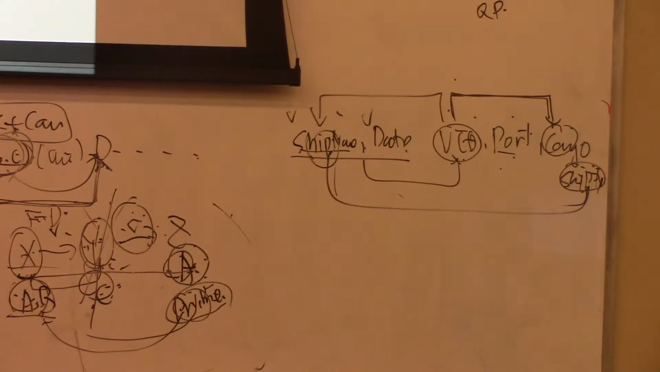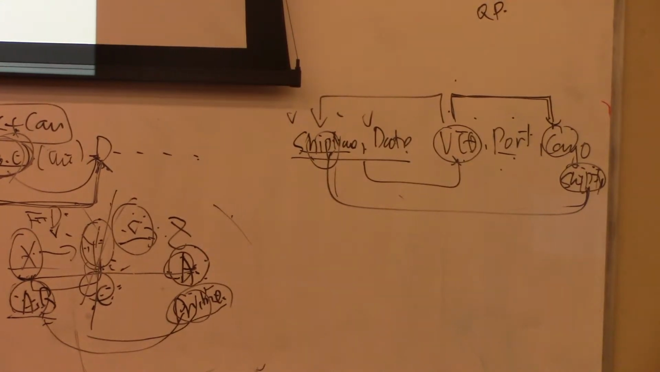Third normal form. Can you identify any transitive dependency? Yes. Voyage ID determines cargo. So solution? Decomposition. Voyage ID determines cargo, so we can take out the cargo as a separate relation. So we have three of them. Up to the normal forms, it is simple.